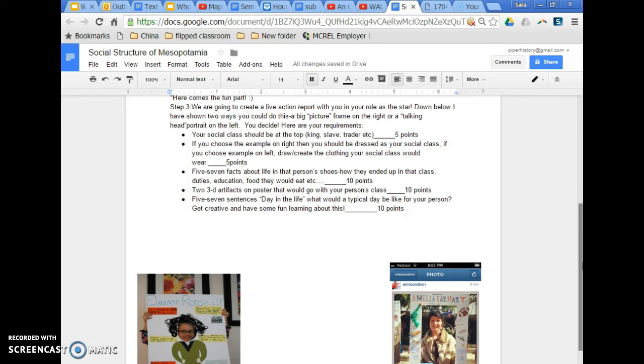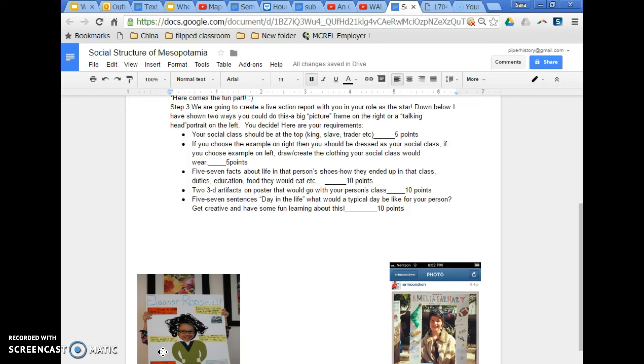You have two options in terms of how you do this. You could either cut out the poster board so you have more of a picture frame, and you would be right here with all your information around your frame. Or you could choose to do it how it's done on the left side with your head peeking out. I call that a talking head portrait. You're not wearing the clothes this time, you're drawing them. And once again, there is information around you. So it's up to you, you decide.